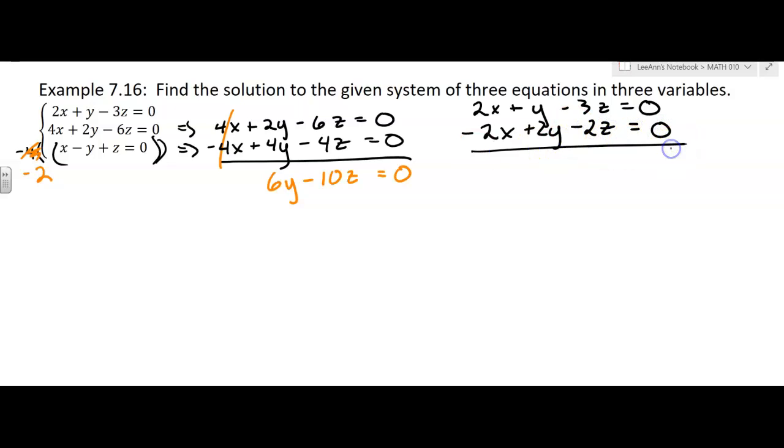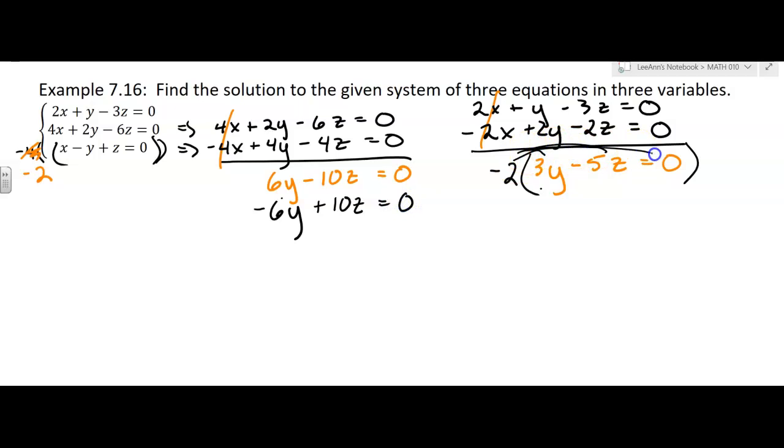Okay, when I add those together, the x's cancel out. That was supposed to happen. I should double check and make sure I wrote it right, but I think we're okay. Y and 2y make 3y, and -3z and -2z make -5z, equaling 0. Now, if I could just get that 6y and the 3y to cancel, so I'm going to multiply this one I just got by -2, and I'm going to write it underneath here. So I get -6y, I get positive 10z equals 0.